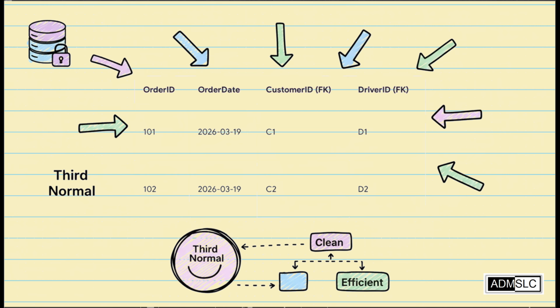And here's our final updated orders table. We've replaced the driver's actual name with a driver ID foreign key that just points over to our new drivers table. Now, every single non-key column in this table, order date, customer ID, and driver ID, depends directly on the primary key, order ID. This table's clean, it's efficient, and it's fully in third normal form.